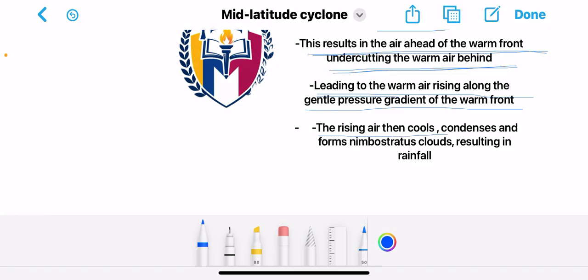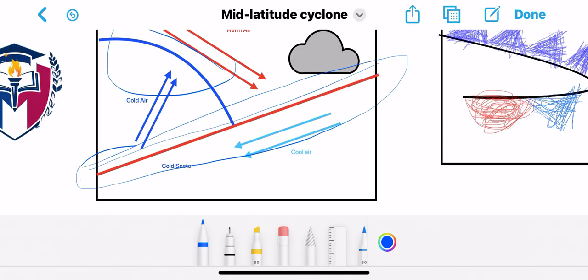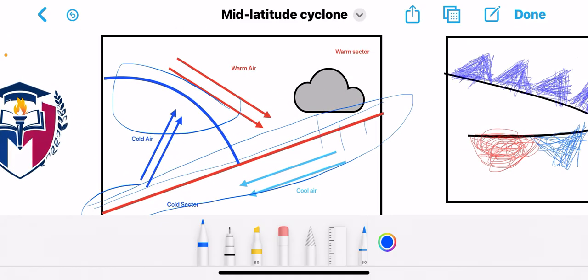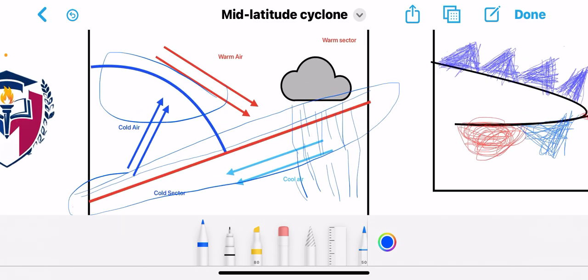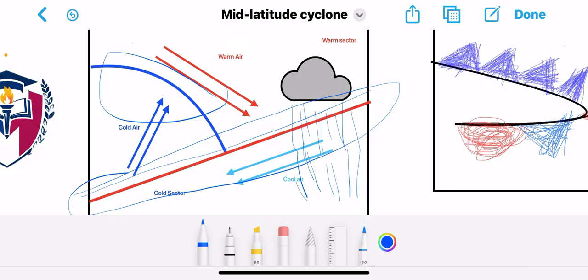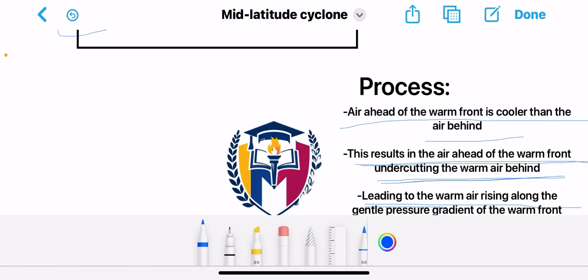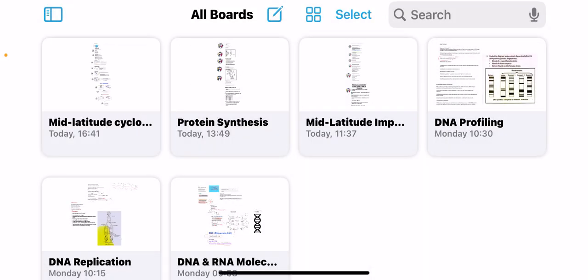Now, this rising air then cools, condenses, and forms nimbostratus clouds, resulting in rainfall. As you can see, our nimbostratus cloud, then it will begin to result in what? In soft, soaking rainfall. Now we are done with what? With our mid-latitude cyclone. Let us go to the impacts of the mid-latitude cyclone.